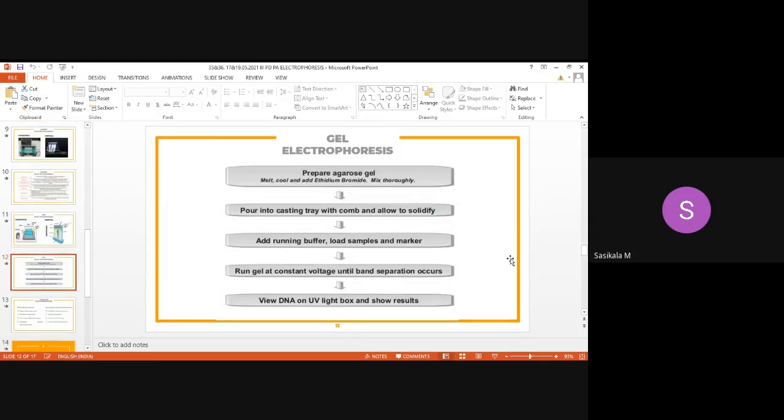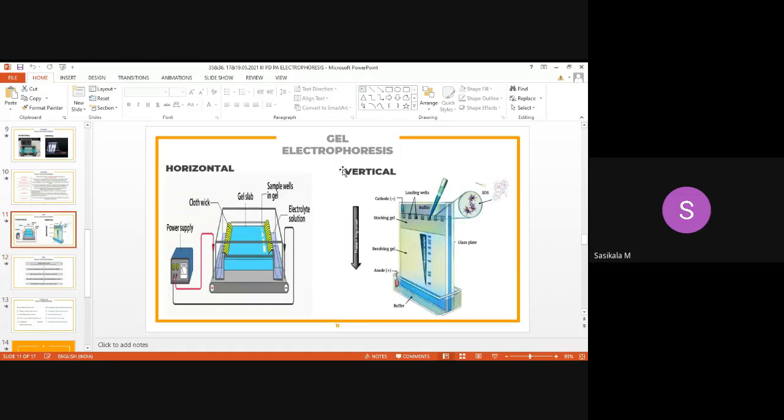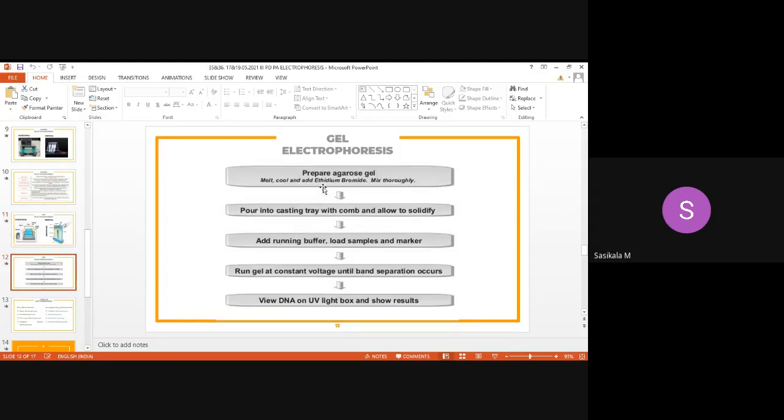Now you can see the flow chart of the gel electrophoresis process. What I have explained is given in the flow chart. First we need to prepare agarose gel. In place of agarose, you can use other gels. What is commonly used? SDS-PAGE gel. For sensitive separation, SDS-PAGE is widely used. Agarose is commonly used when you do not have SDS-PAGE, then the general gel will be agarose gel for the separation. It should be melted, cooled, ethidium bromide added and mixed thoroughly.